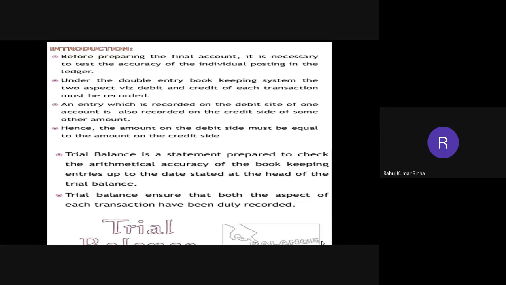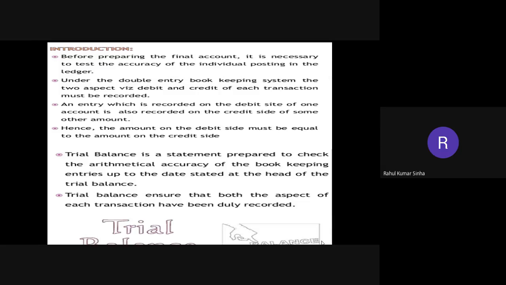Before preparing the final account, it is necessary to test the accuracy of individual postings in the ledger. You know that we follow the double entry system, under which we make a debit for every credit and a credit for every debit with the same amount. So to check whether the total of debit is equal to the total of credit or not, we prepare the trial balance. Under the double entry bookkeeping system, two aspects, debit and credit of each transaction, must be recorded.